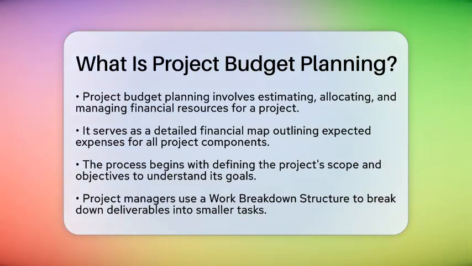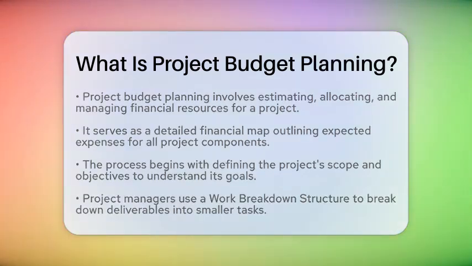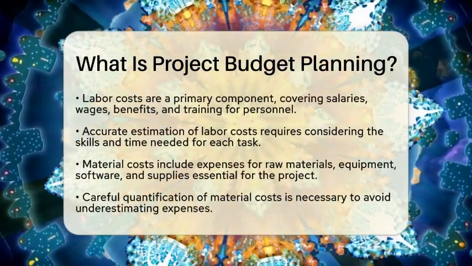To kick things off, project budget planning starts with defining the project's scope and objectives. This means understanding what the project aims to achieve. After that, project managers break down deliverables into smaller tasks. A tool called Work Breakdown Structure can help with this. It helps identify all activities and resources needed, like labor, materials, and equipment.